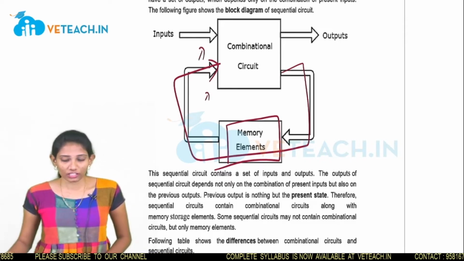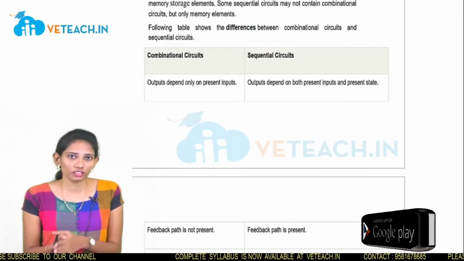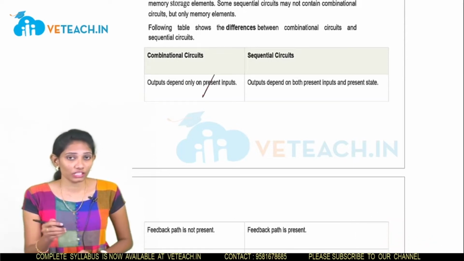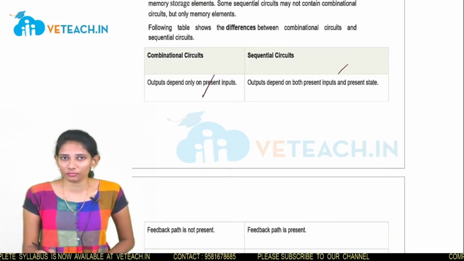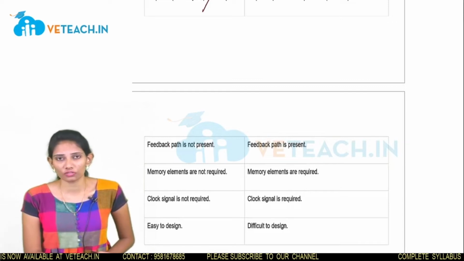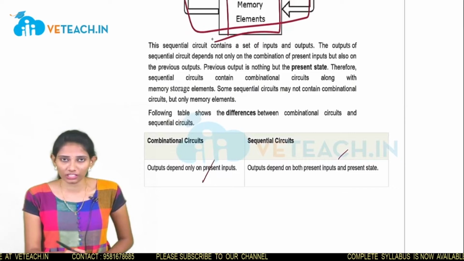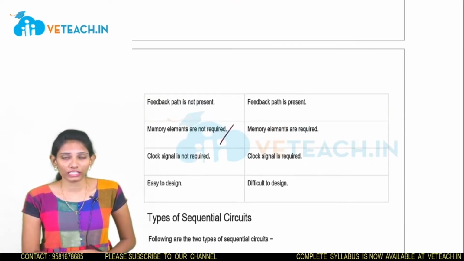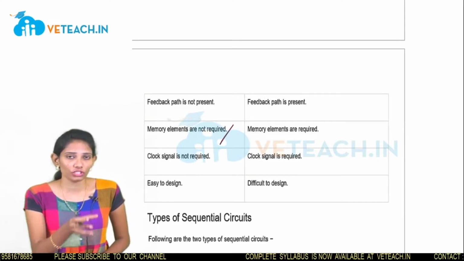So let's see the differences between the combinational circuit and the sequential circuit. In the combinational circuit, the output depends only on the present input, but in the sequential circuit, the output depends on the present input and the present state, that is, the previous output. Next, the combinational circuit does not require any feedback path, but the sequential circuit needs a feedback path for the memory elements. The combinational circuit does not require memory elements, but the sequential circuit needs memory elements to store the previous output.